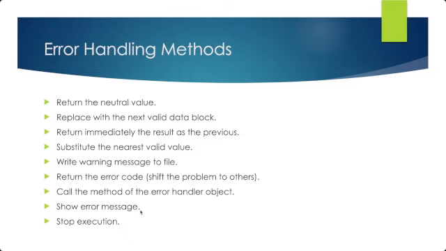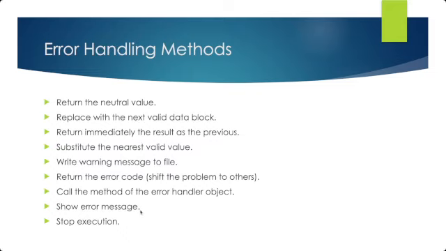The second method is replace with the next valid data block. If the current block of data is broken, we can just skip it and use the next one. For example, if you create a video player and the current frame is corrupted, you can show the next frame, and maybe the user may not even notice the problem.